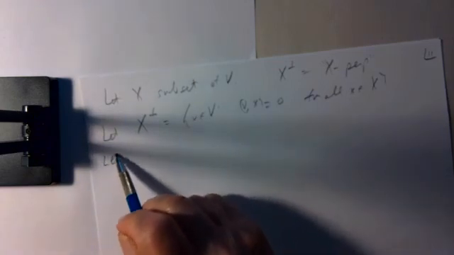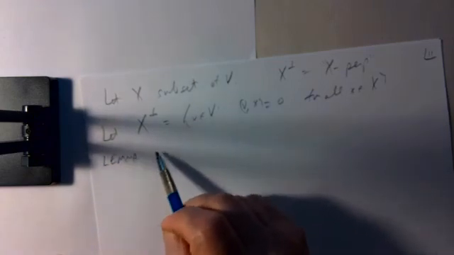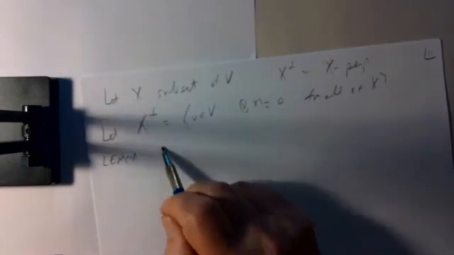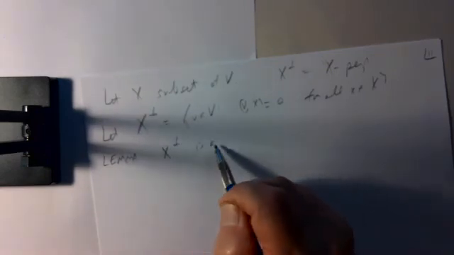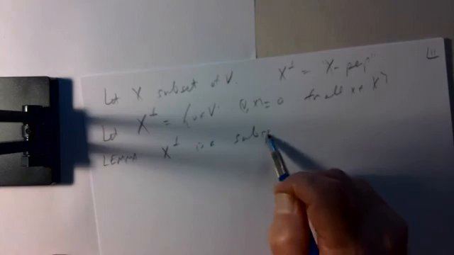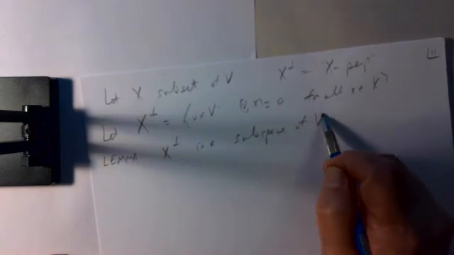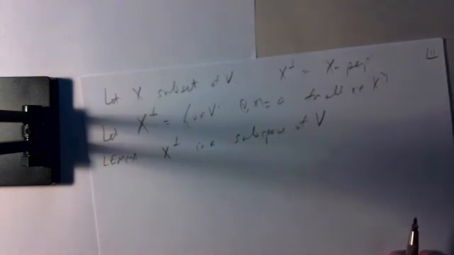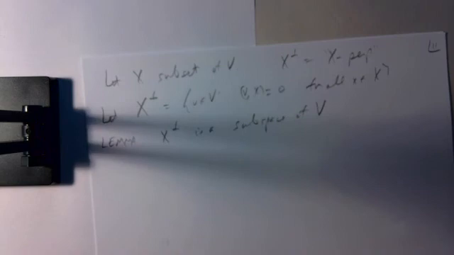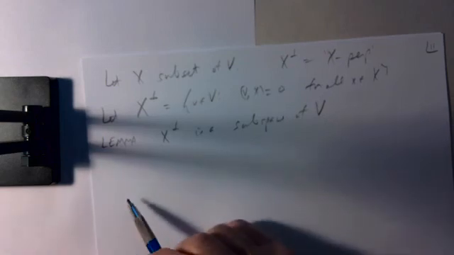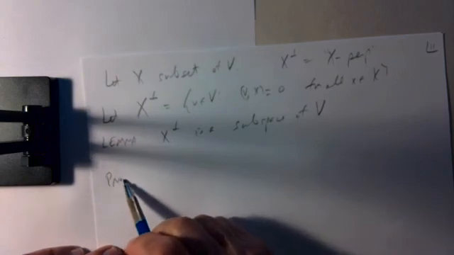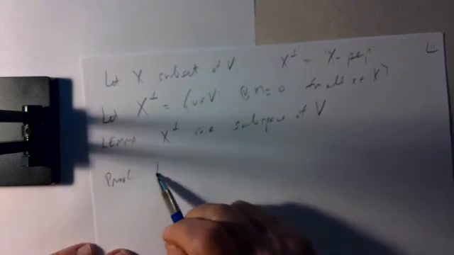And the lemma says, no matter what X is, X perp is a subspace of V. So if you take any collection of vectors in V and you look at everything that's perpendicular to them, that forms a subspace. And the proof is simple enough.